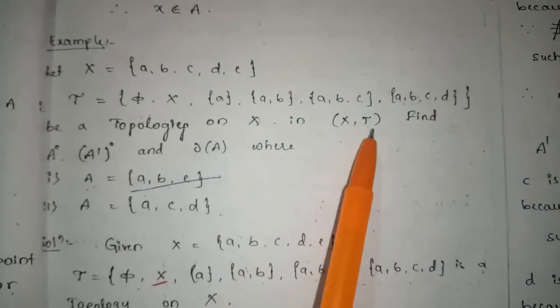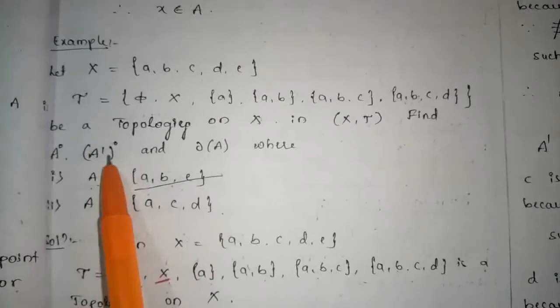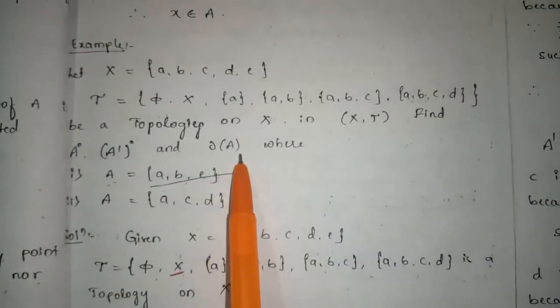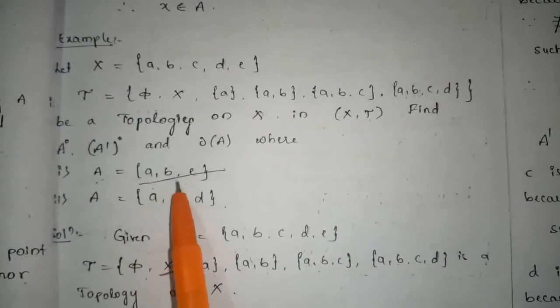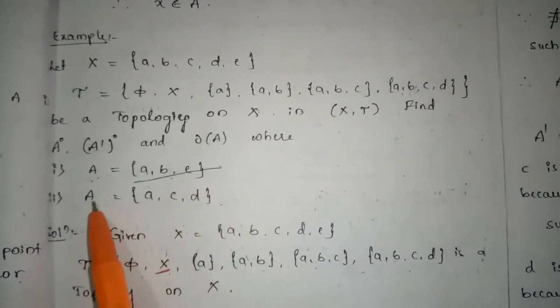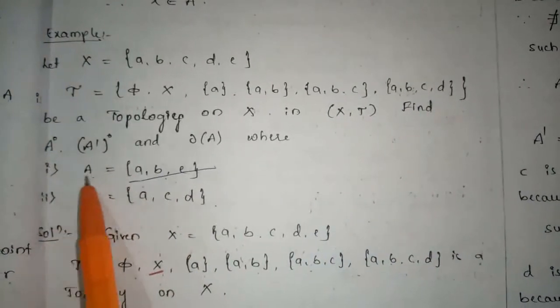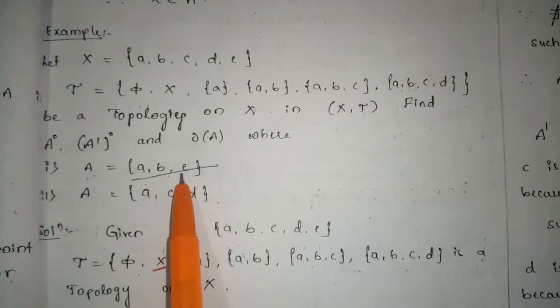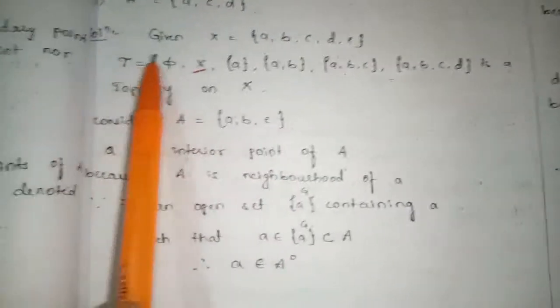In X, find the A naught, that is the interior points, exterior points and boundary of a set, where the first one is A = {a, b, e}, and the second one is A = {a, c, d}. For the first one, we have to find the interior, exterior and boundary of the set. Observe the solution. Here given X = {a, b, c, d, e}.